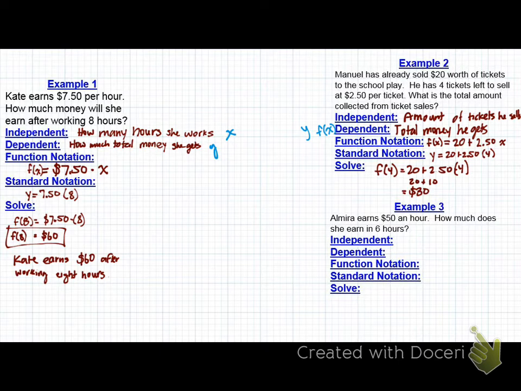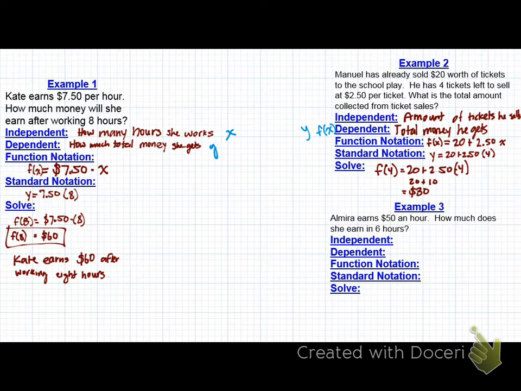So that's how you do numbers 1 and 2. We definitely want to write a complete sentence answer for number 2. The question was, what is the total amount collected from ticket sales? We would write, the total amount collected from ticket sales was $30. Okay? So that's numbers 1 and 2. Please pause the video and write this down.